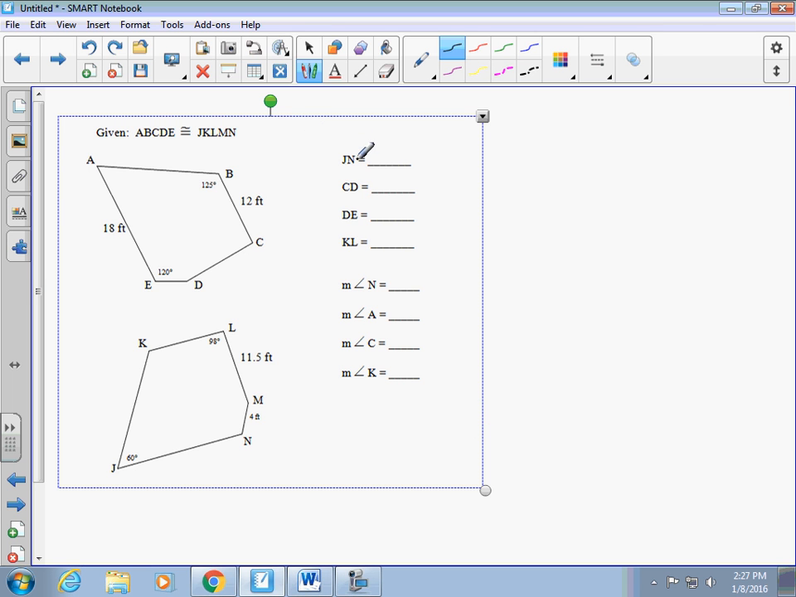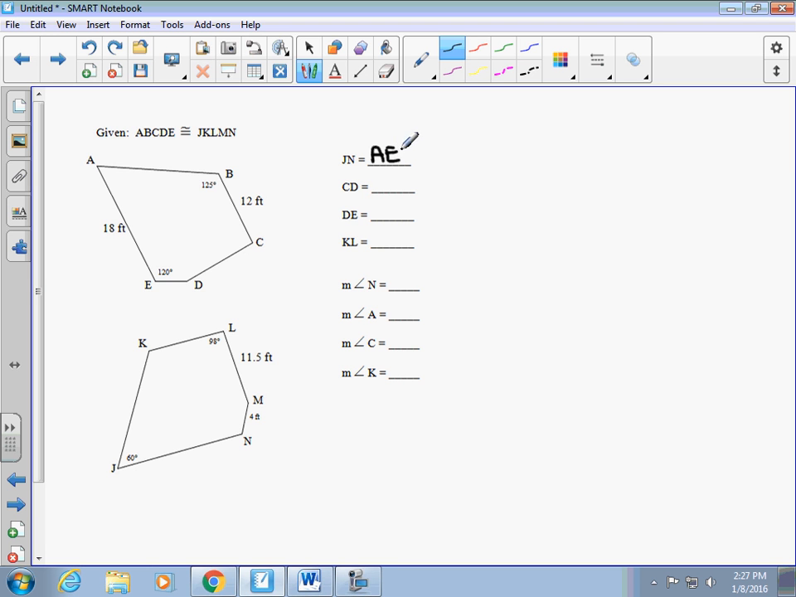And it says JN corresponds with what? If I look up here, what does JN correspond with? AE. Do I know either one of those measurements? Do I know the side JN? No, I don't know how long JN is. But I do know that AE is 18, so that is 18 feet. You don't have to put 10 marks. Okay? And I want you to finish filling that out. So I'm going to pause this for a minute.